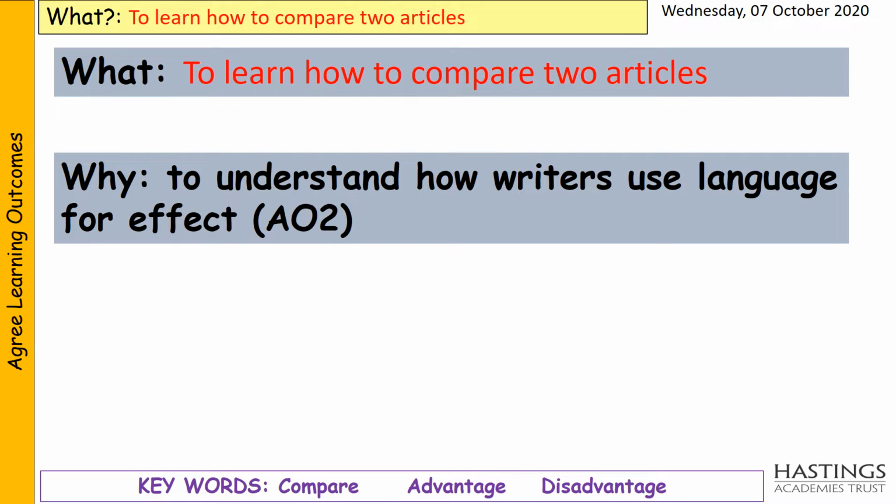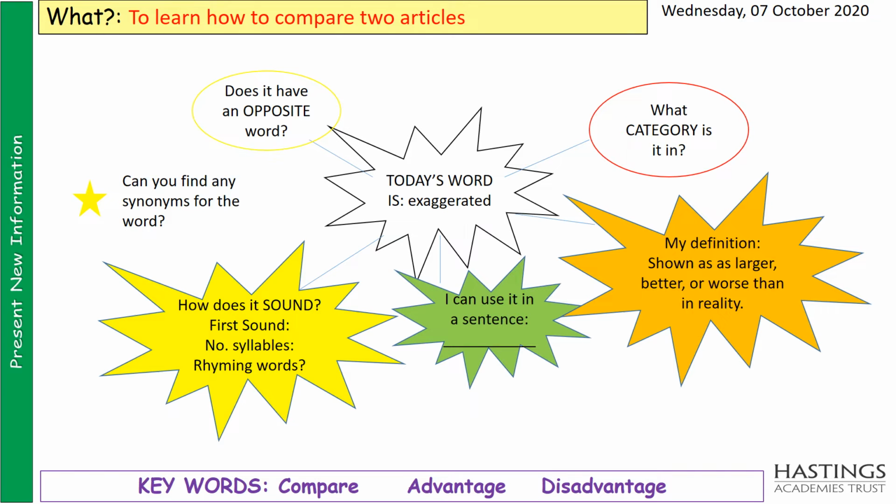Okay, so today we're learning how to compare two articles. The reason we're doing this is to develop our ways of speaking about how writers use language for effect. So today's word of the day is going to be exaggerated. The definition of the word exaggerated is when something is shown as larger, better, or worse than in reality.